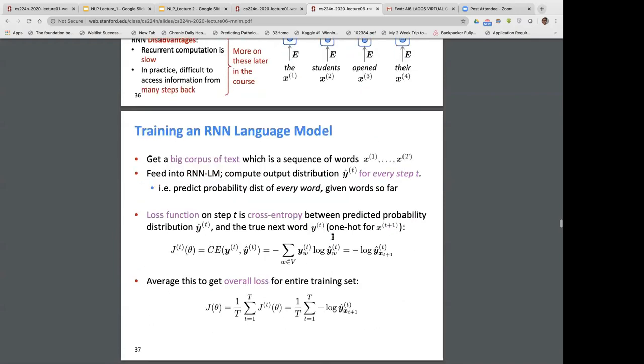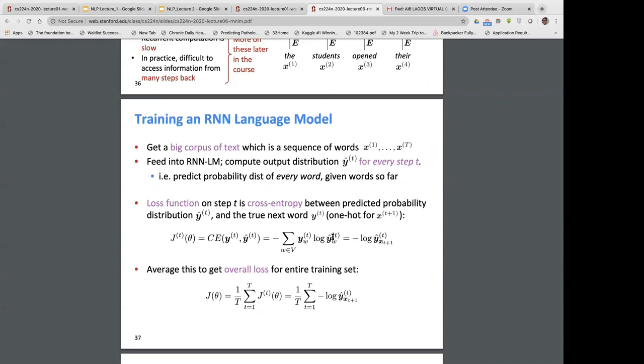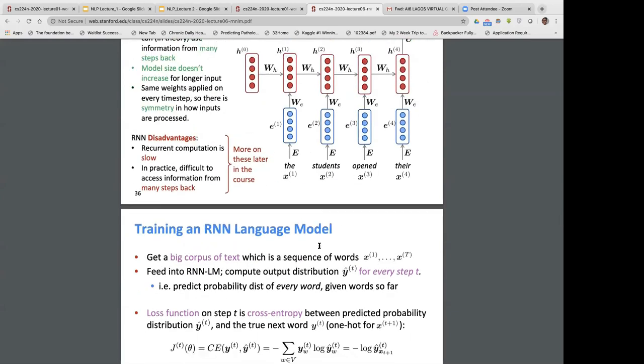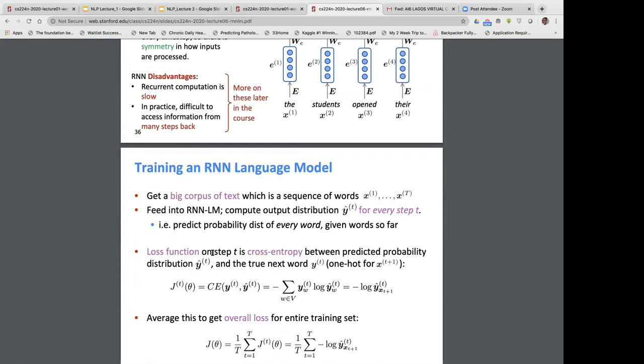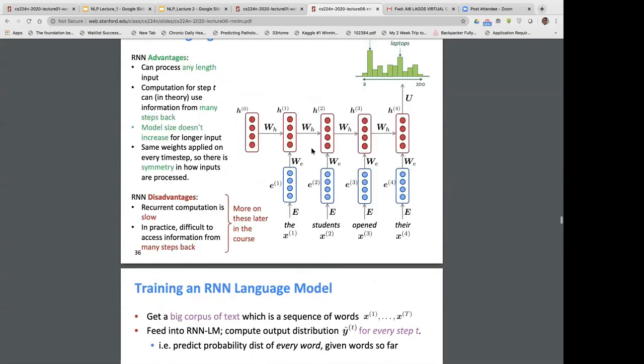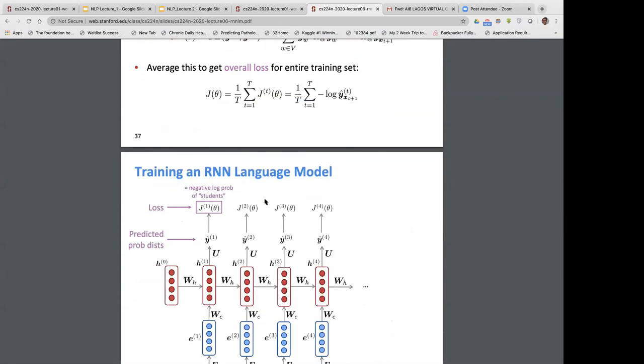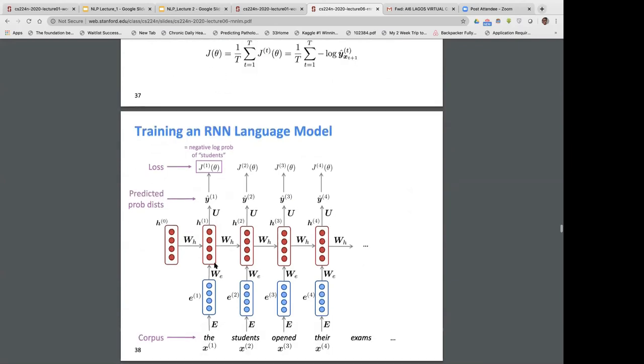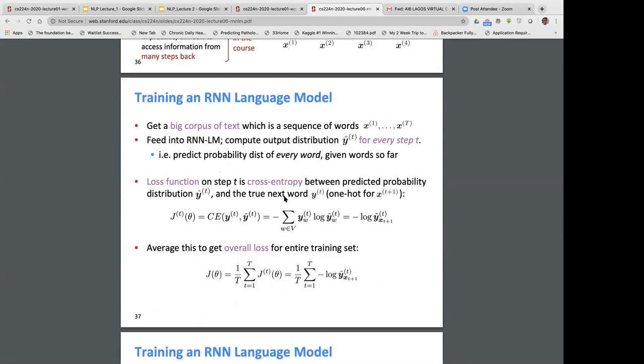So how do we train a language model? As usual, you have a big corpus of text with a sequence of words. You feed this text into your RNN language model, and you compute the output distribution Y for every step T. That's predicting the probability distribution of every word given what came so far. So you take this hidden state and use it to predict your output 2. You take this hidden state and use it to predict your output 3. You go on like that. So your loss function here is, we can see this as sort of like a classification problem.